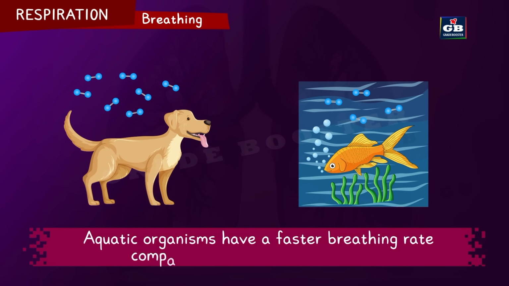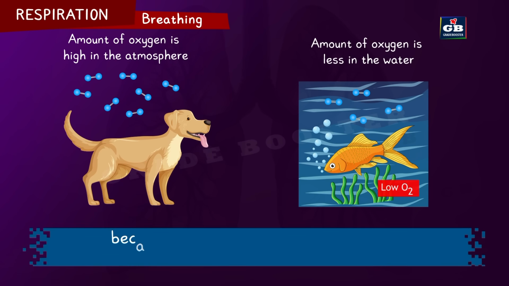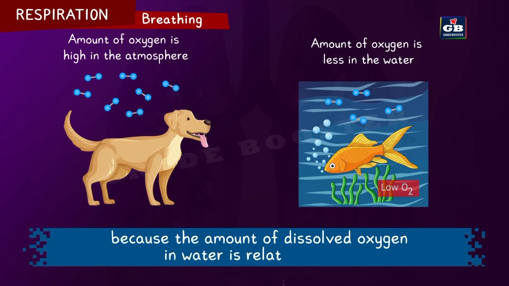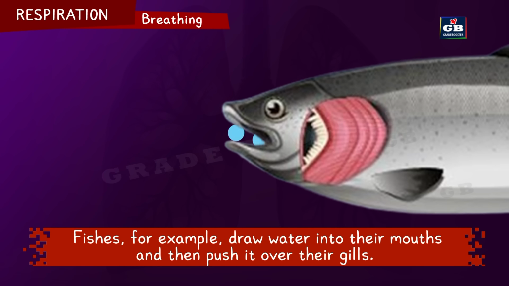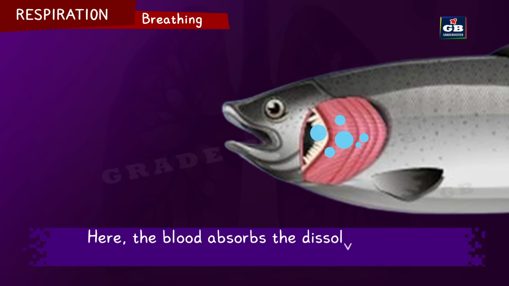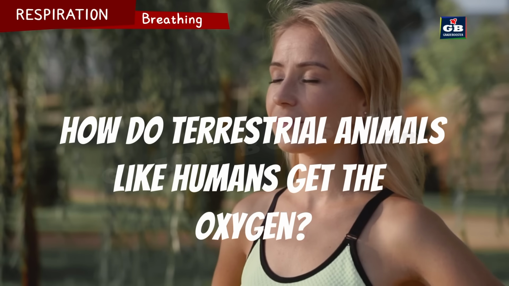Aquatic organisms have a faster breathing rate compared to terrestrial organisms because the amount of dissolved oxygen in water is relatively low. Fishes, for example, draw water into their mouths and then push it over their gills. Here the blood absorbs the dissolved oxygen from the water. Then how do terrestrial animals like humans get the oxygen?